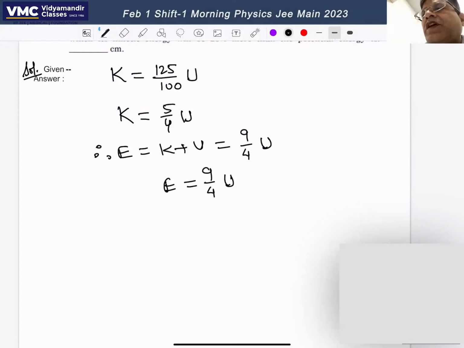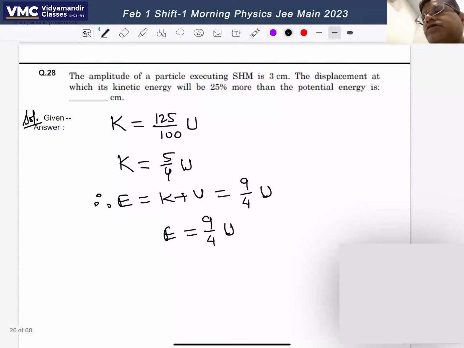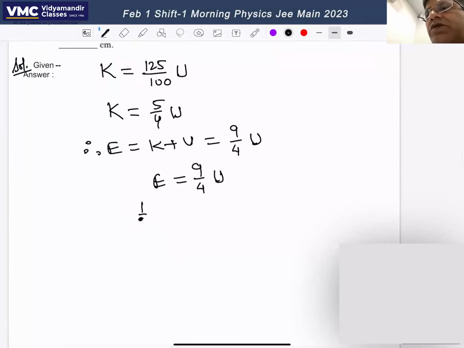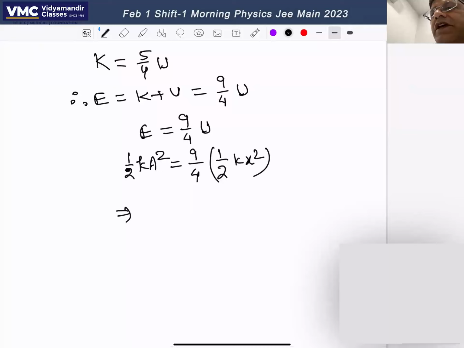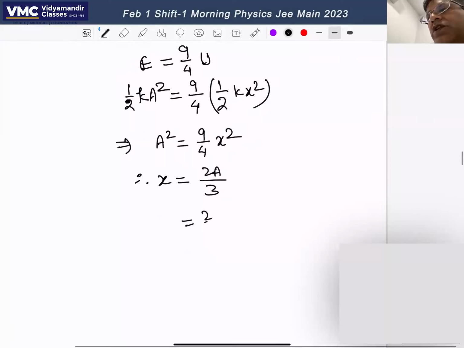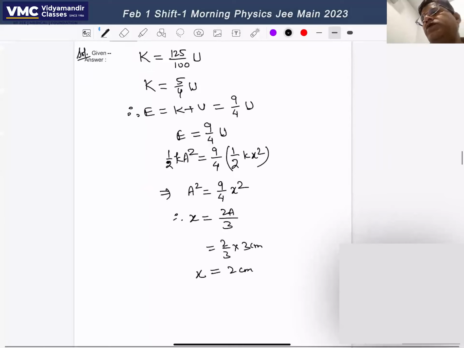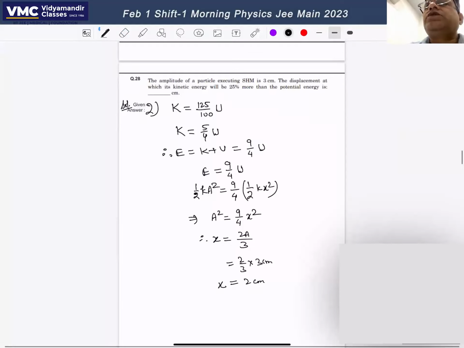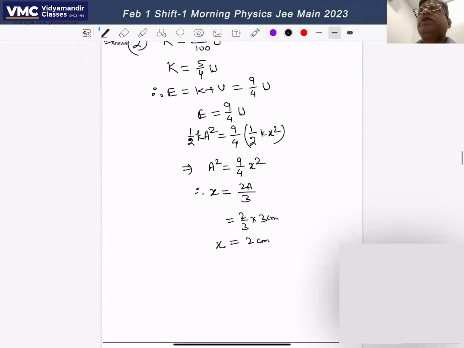Here, total energy E equals the maximum potential energy, that is half k a square. And potential energy at a certain position is given as half k x square. So from here we get that amplitude square equals 9 by 4 times x square. From here x equals 2a by 3. So it would be 2/3 of 3 centimeter. That means 2 centimeters. So its answer is 2. So this question 28 answer is 2.